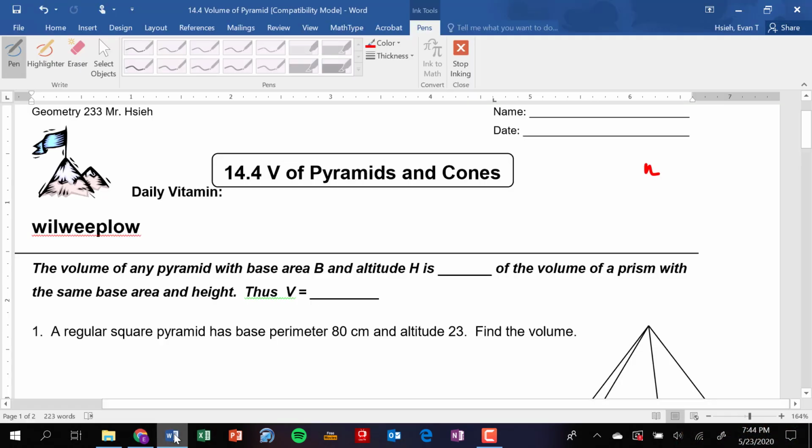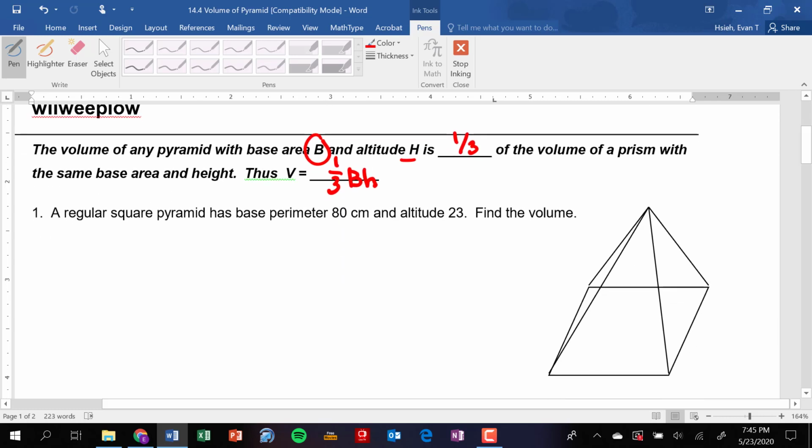So going back to the worksheet, the volume of any pyramid with a base area B and the altitude h is going to be 1/3 of the volume of the prism with the same base area and height. So the volume of a pyramid is 1/3 of the base of the pyramid times the height of the pyramid. Or basically it's going to be 1/3 of a cube with this as the base.